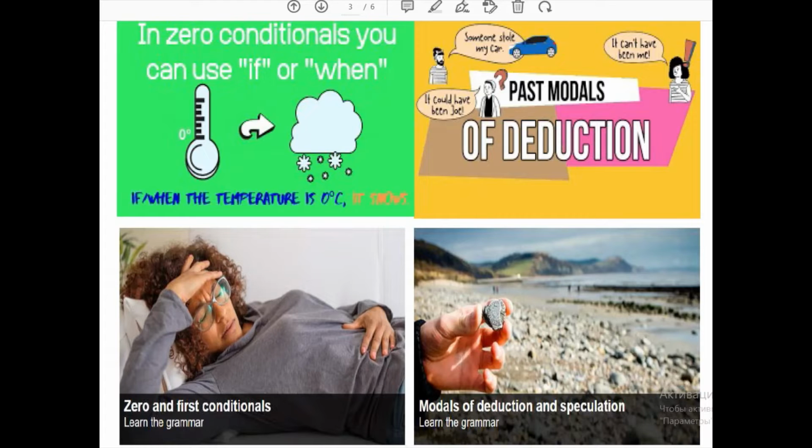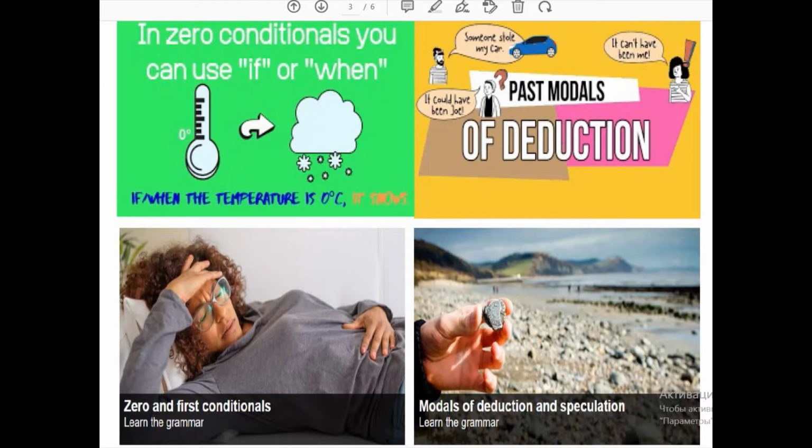Zero and first conditionals, meaning and use. We use the zero conditional to talk about things which always happen if a particular action takes place. These can be scientific facts or things we believe are always true. We can use if or when with the same meaning.